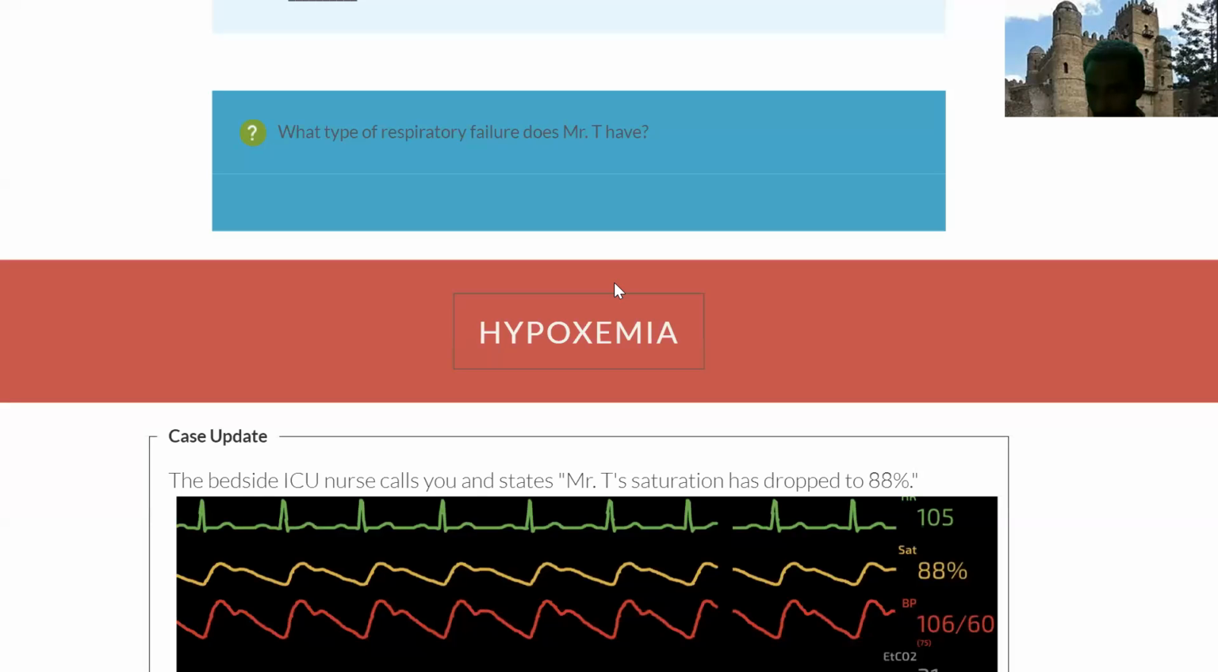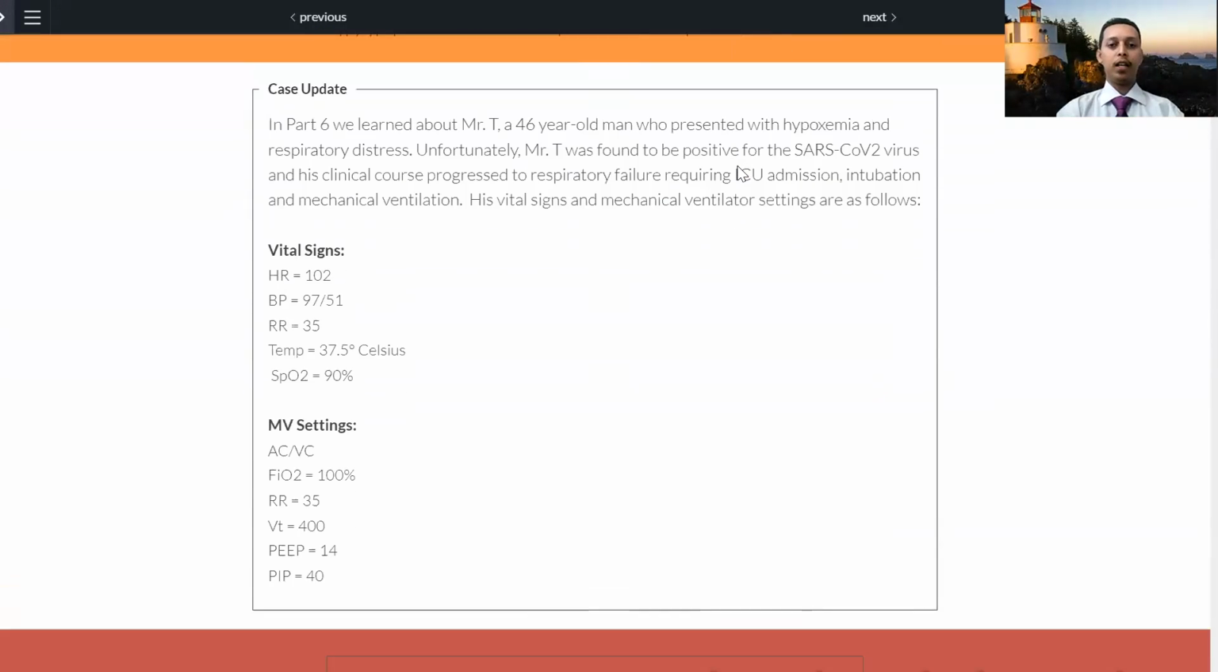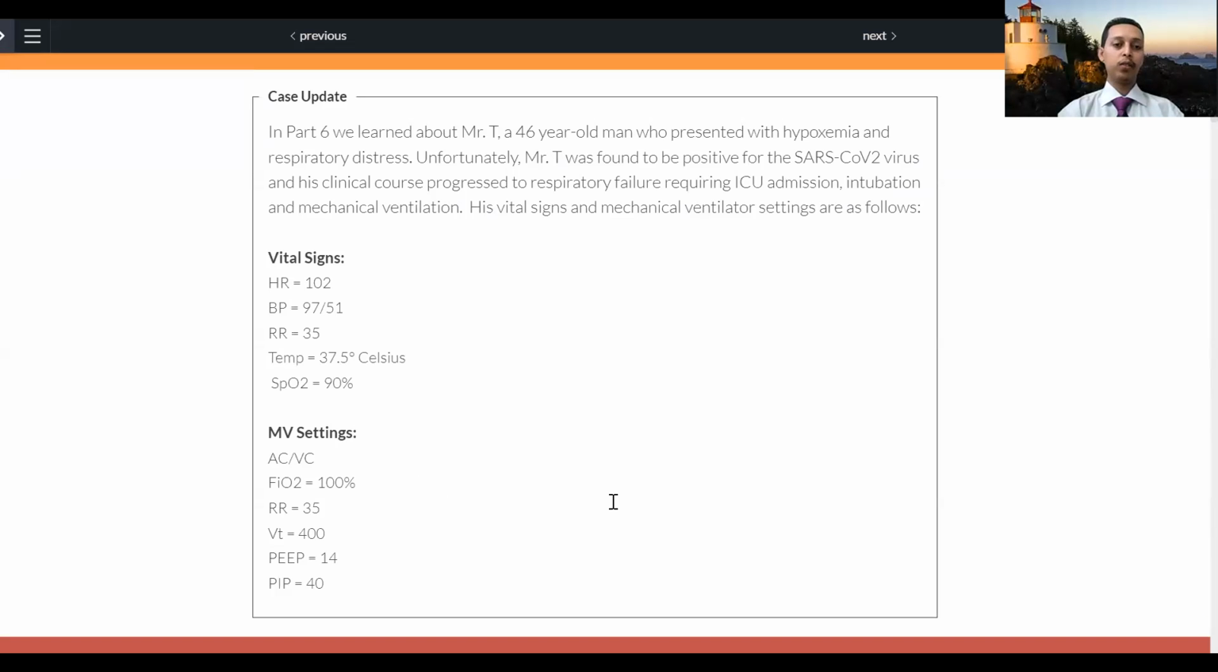I'm not seeing any answers from the participants. Maybe you might have forgotten the case. So he's a 46-year-old presenting with respiratory distress and hypoxemia, and he was diagnosed with SARS-CoV-2 virus. His clinical vital signs are as follows, and he's intubated and on a mechanical ventilator. The parameters are as you can see on the screen. Looking at his vitals and the ventilatory setting, and the fact that he has a CoV-2 virus infection and presents with respiratory distress, which type of respiratory failure do you think he is having?